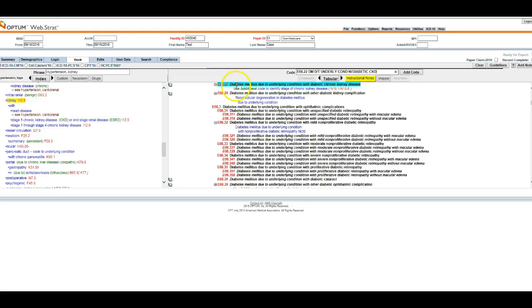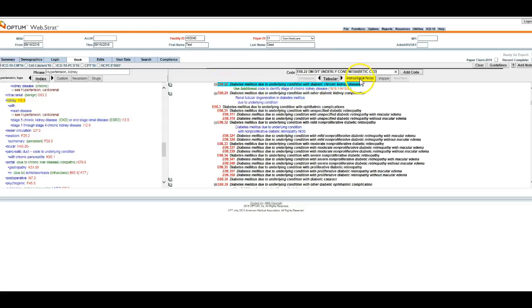So what we want to do is use diabetes mellitus due to underlying condition with diabetic chronic kidney disease, E08.22. And this code says diabetes mellitus due to underlying condition with other diabetic kidney complication. This says other kidney complication. We want to use the code that specifies chronic kidney disease. So we have E08.22. And I'm actually coding all of my diagnoses because they're all leading me from one to the other.